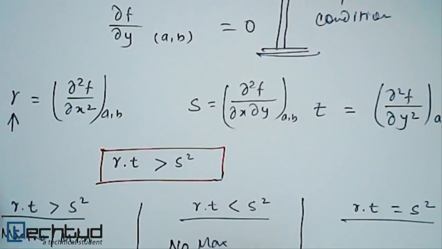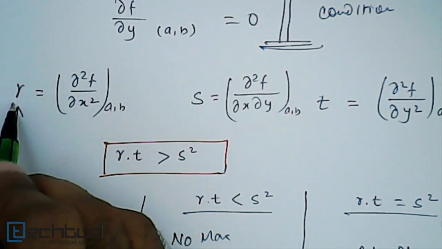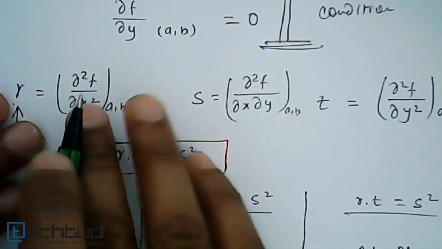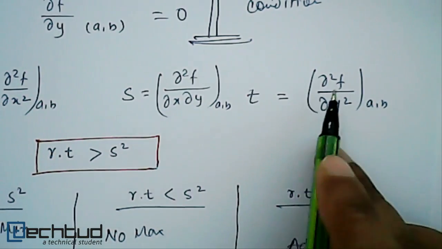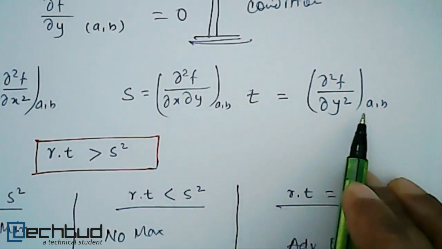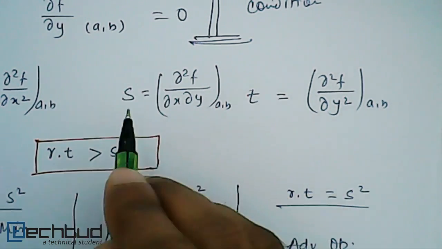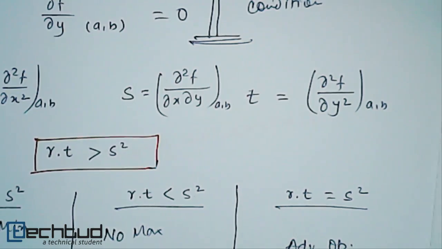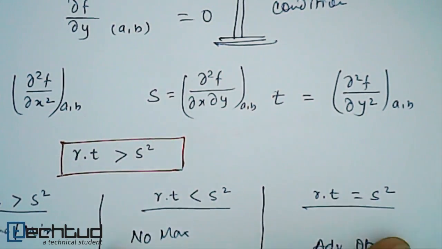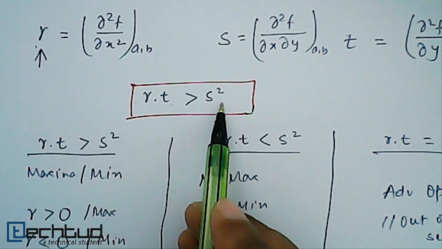Then we will proceed to find three important values, which we will call r, s and t. So r is the double differentiation of the function with respect to x, t is the double differentiation of the function with respect to y, and s is the second order differentiation with respect to y and x. All these three values we will calculate at AB, and we will check whether rt is greater than s square or not.